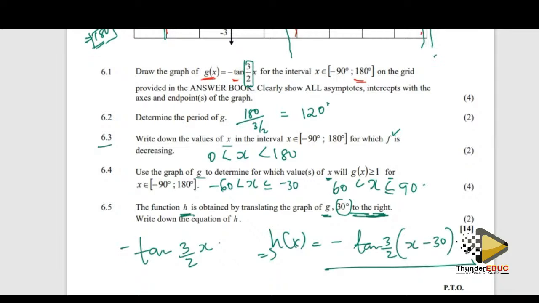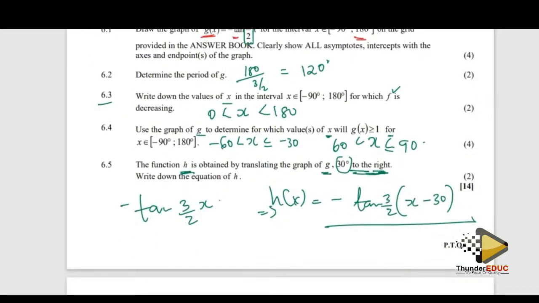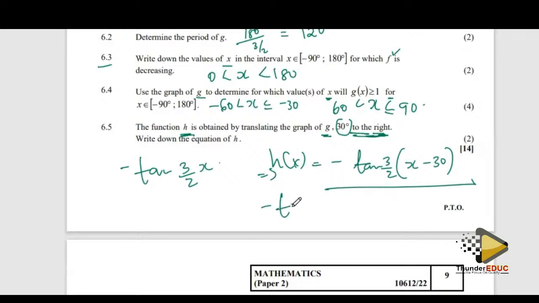Okay. Then if you want, you can open this up. That's if you want, but that is still perfect for me. If somebody opened it up, it will be 3 over 2 x minus 45. That is if everything is together, but this is just enough for the 2 marks.